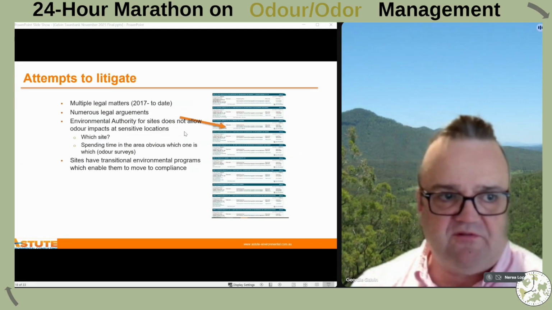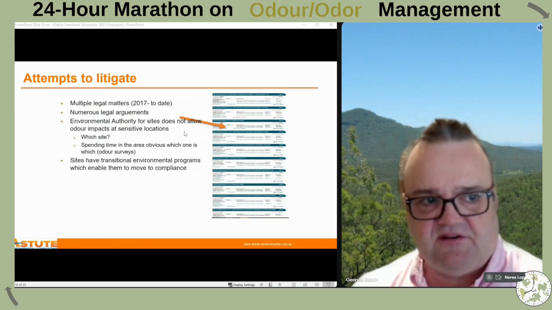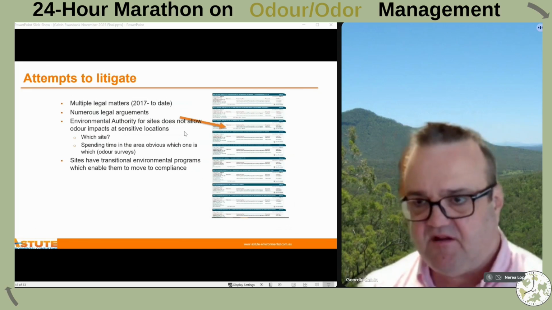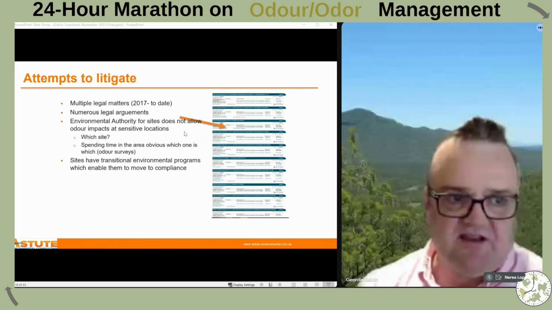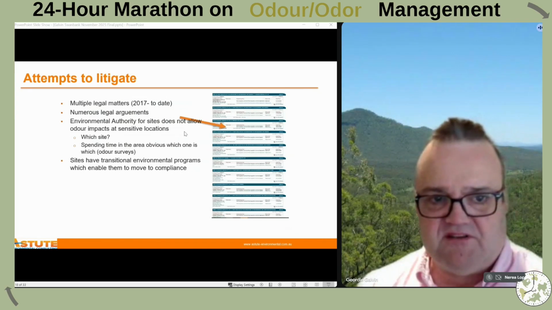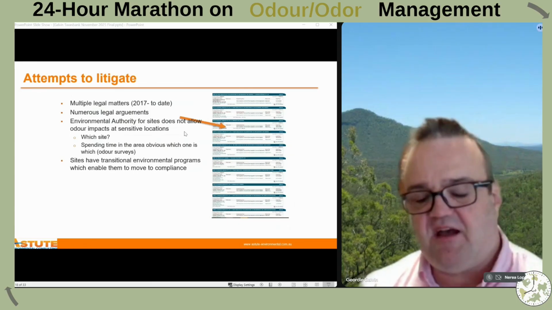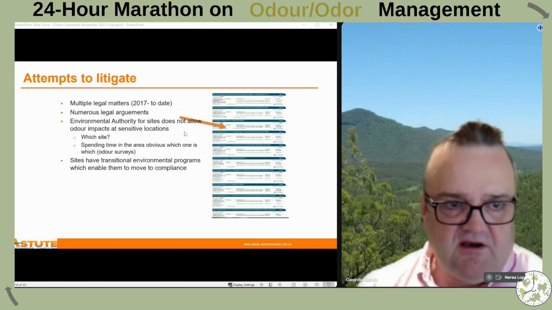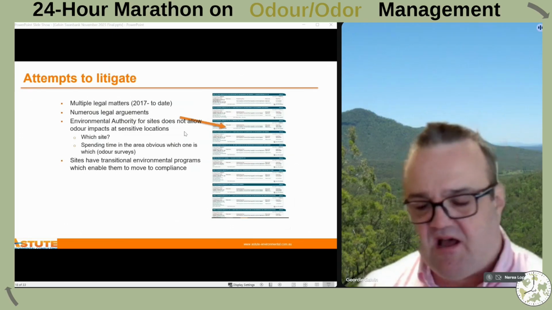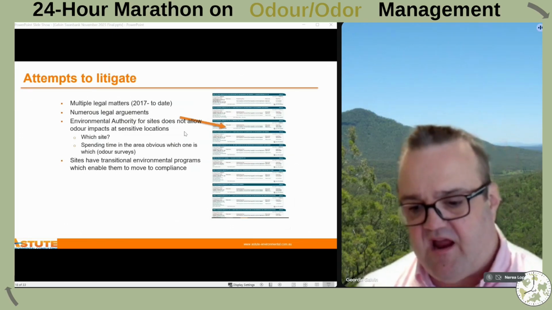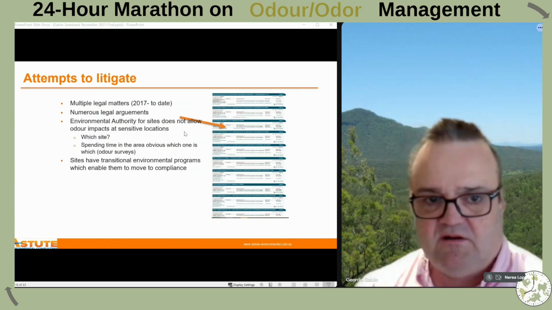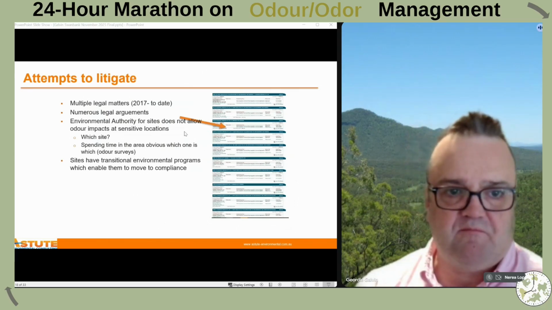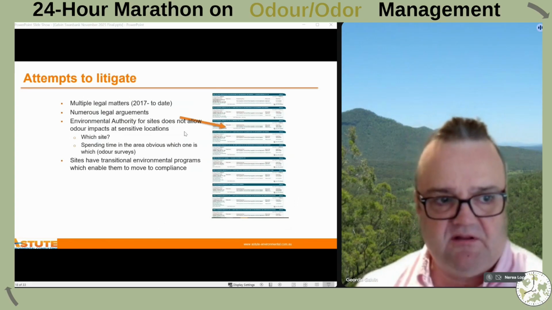And underpinning all of this is that the environmental authority for the sites doesn't allow odour impacts at sensitive locations. And those sensitive locations are obviously predominantly houses, and with those houses getting closer and closer to the sites, they're stuck between a rock and a hard place in that they're within an area that's designated for that use, but the separation distances have disappeared.